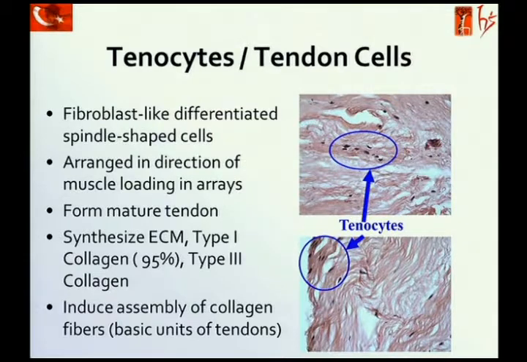Tenocyte is the major cell of the tendon, as I told you. The progenitor cells are fibrocytes, fibroblasts, then arranged in the direction of muscle loading arrays, forming mature tendon, synthesizing type 1 collagen 95%, type 3, and inducing assembly of collagen fibers, the basic unit of the tendons.